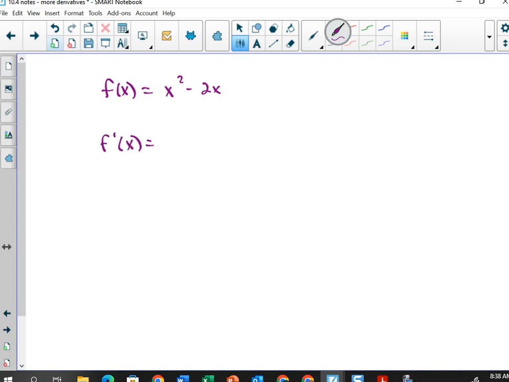Okay, so first term. The exponent comes in front, then subtract 1 from the exponent. This exponent is a 1 to start with, right? So it's 0. If I bring that in front, times the 1 that's already there, you're multiplying the 2 by it already. And what is x to the 0?